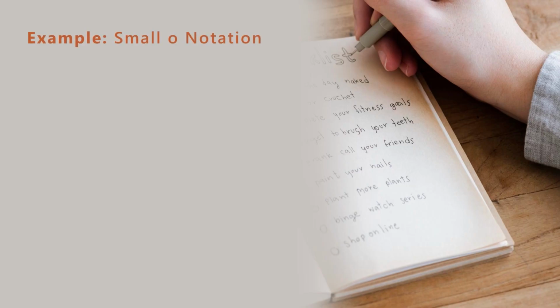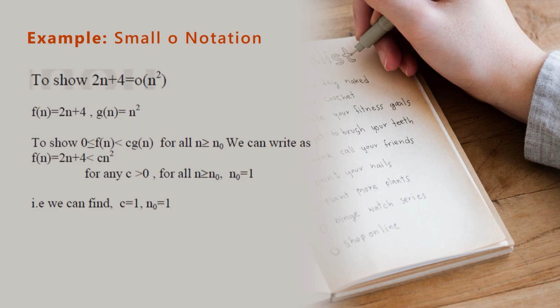So, you can see this example for small o notation, fn equals 2n plus 4 and gn equals n square, to show fn is less than c times gn. So, at every case n square is greater than 2n plus 4. So, c must be greater than 0 obviously, and n naught equal to 1 for every value of c. Like if we take c equal to 1 and n naught equal to 1, we can see that n square is always greater than 2n plus 4.